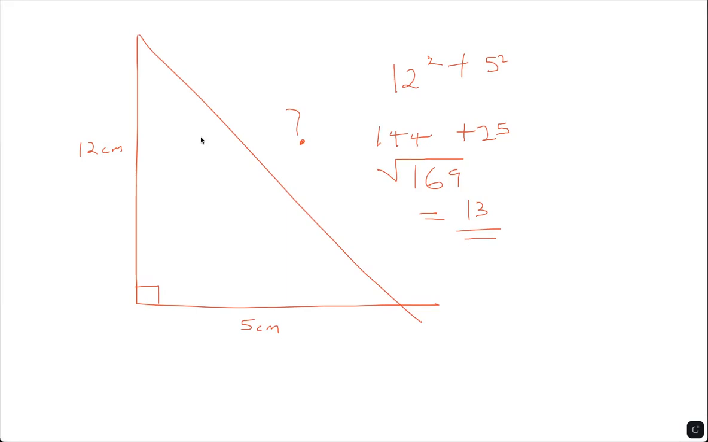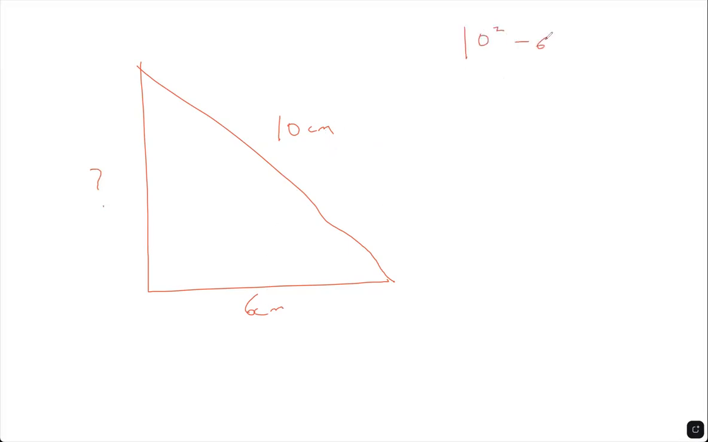Sometimes the longest side might not be the missing one. They might ask you to find one of the shorter ones. So if you have a right angle triangle, and maybe this one is 10 centimeters, this one is 6 centimeters, and you're asked to find this, it's going to be take away. 10 squared minus 6 squared. 100 minus 36 gives you 64. Then square root 64 gives you 8. So it's going to be 8 centimeters.